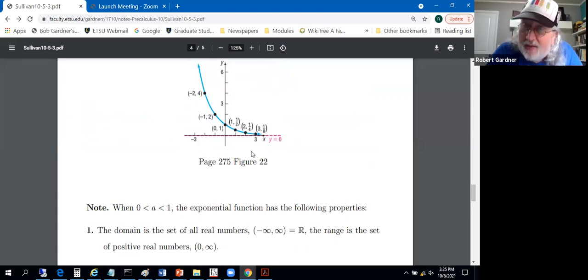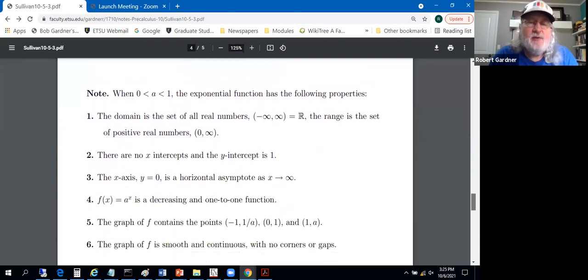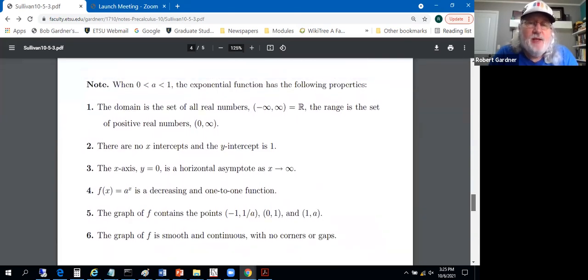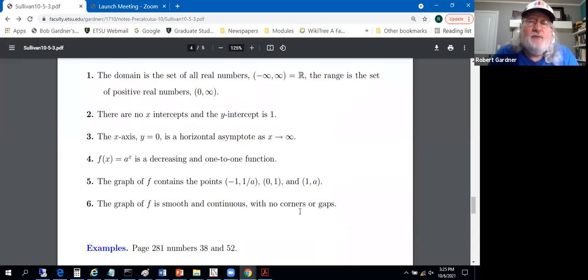As long as a horizontal line doesn't intersect it in 2 points or more, we're good. So horizontal lines intersect in at most one point. That means we got ourselves a one-to-one function. The graph of this function includes the points (-1, 1/a), (0, 1), and (1, a). Again, same thing as we had before, for the same reasons as before.